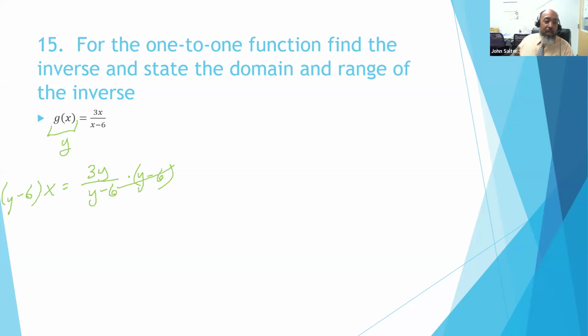On the right side, it cancels out, leaving 3y. And over here, I could do some distributive. I end up with xy minus 6y. Or, sorry, minus 6x.